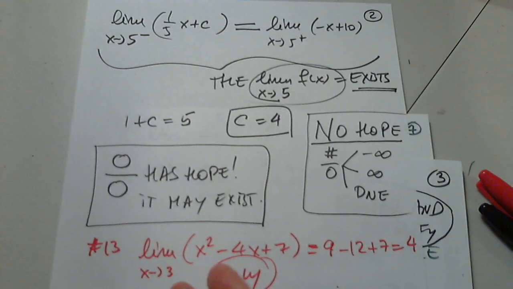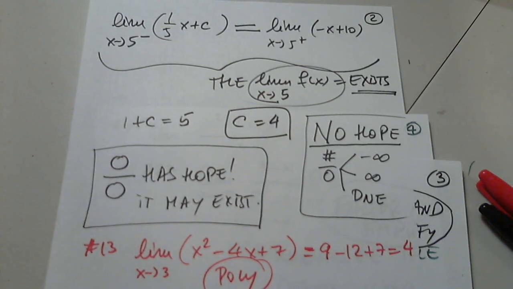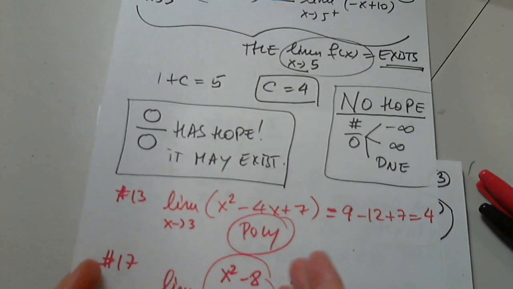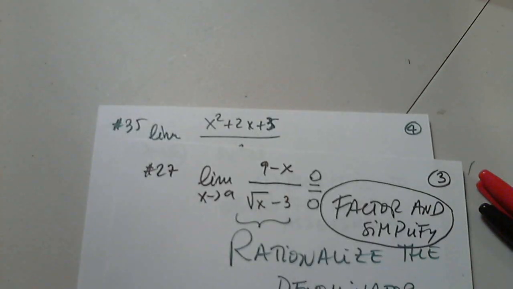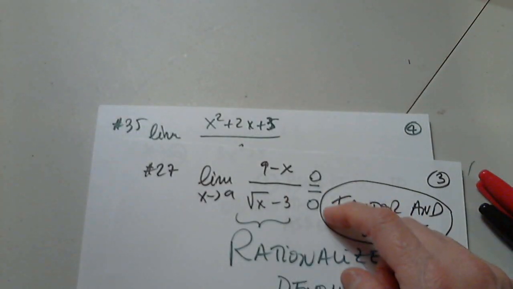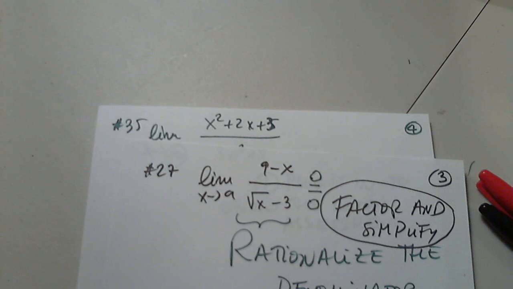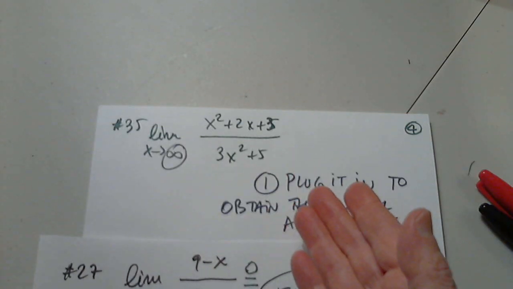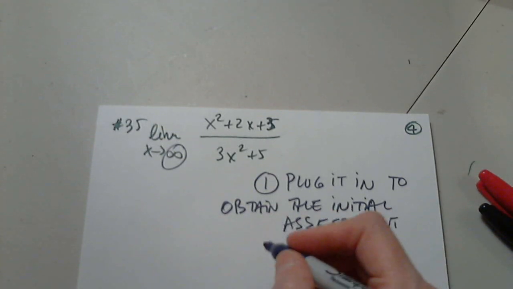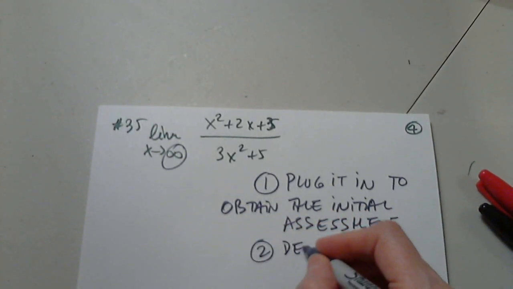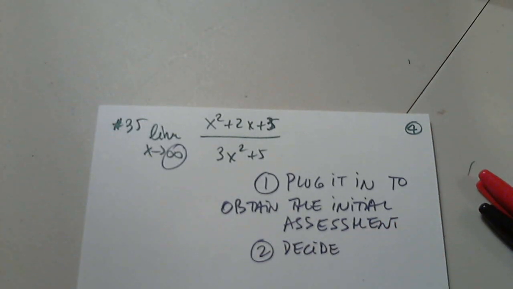Here, I plugged it in and I got a number. Done. I don't have to do anything else. Here, I plugged it in, I got a number. Done. I don't have to do anything else. But in the situation of 0 over 0, I had to work hard. Who knows what this is? I have no idea. So I need the initial assessment. And in step number 2, decide what is next.